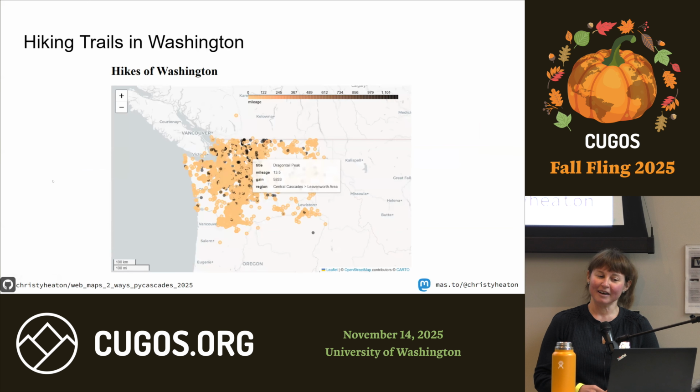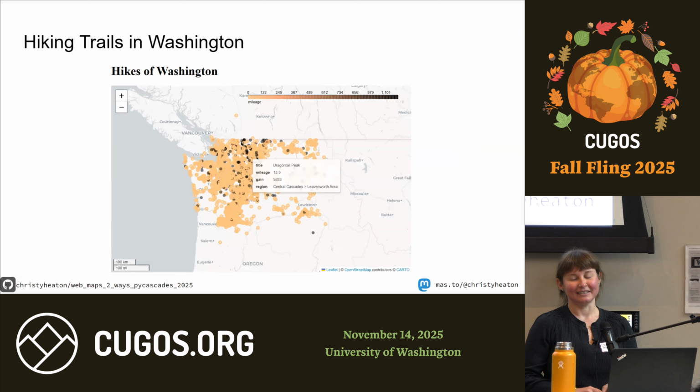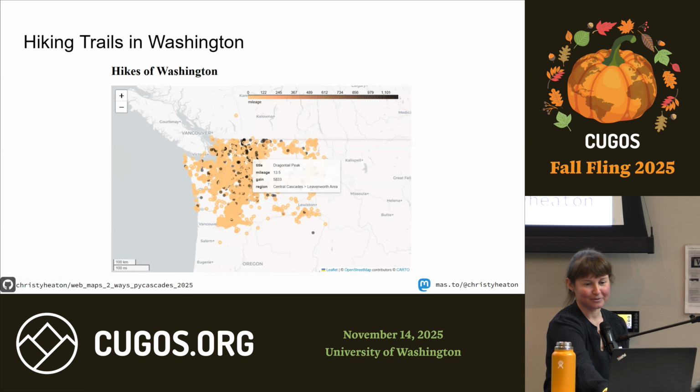On this map, we'll have a dot for every trailhead. The dots will be colored by the hiking distance. And apparently in my data set, there are distances up to over 1,000 miles, maybe. I don't know. And then when you hover over them, you'll get the title, mileage, elevation gain, and the region they're located in.